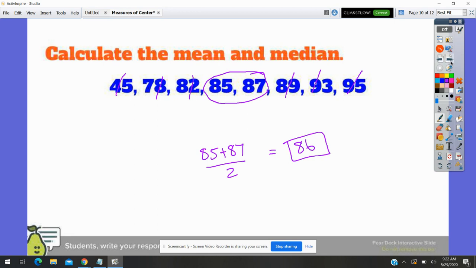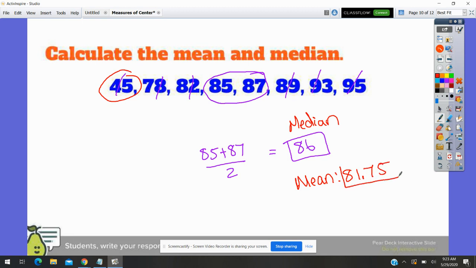One more thing I want to mention is that when you have an outlier, such as 45, it brings down the average. Okay, so this is the median. So let me find the average here. So let's find the mean. I'm going to add all these numbers together: 45 plus 78 plus 2 plus 85 plus 87 plus 93 plus 95. And I'm going to divide by 8 because there are 8 grades. So the mean is 81.75.